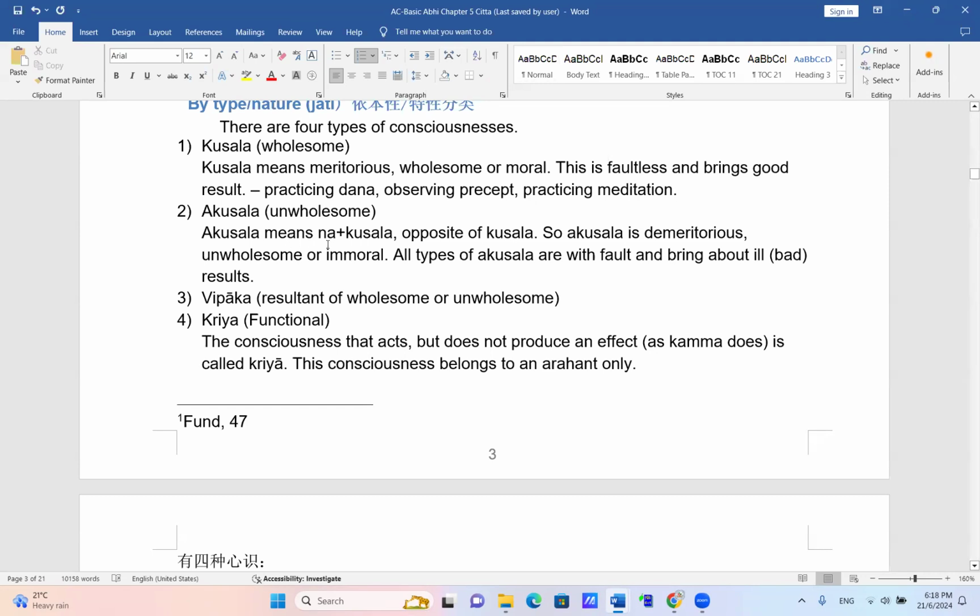But akusala, I think this point is easier for you already. Akusala means not kusala. So the meaning of not kusala means opposite of kusala. So akusala is another English word is demeritorious, unwholesome or immoral. So but actually even this word immoral not good. So the best one is still unwholesome. So kusala is wholesome, akusala is unwholesome. So what is akusala? Akusala means we call it faulty. It's with fault and it will bring ill result. So another definition you can also write will be like censure by the wise. Means like those action. So for example, action like killing, stealing, sexual misconduct, and so on. Okay.